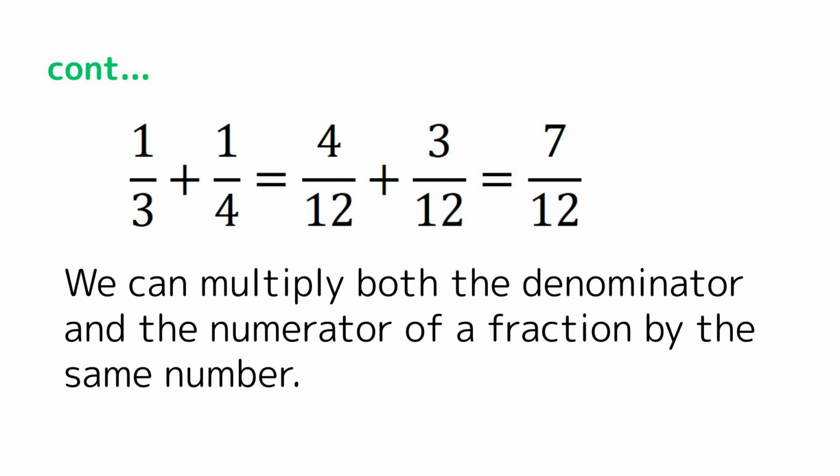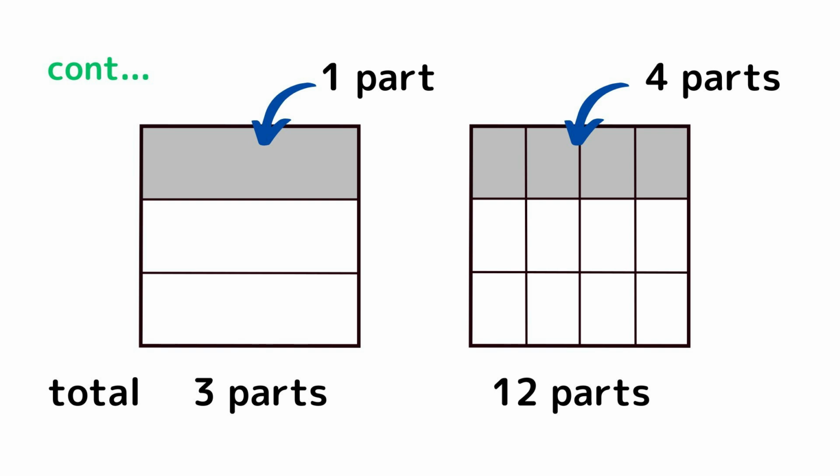The basis is this calculation rule regarding fractions. We can multiply both the denominator and the numerator of a fraction by the same number. The correctness of this calculation rule is explained as follows. Let's look at the figure representing 1 over 3 again. The shaded part is 1 over 3. It is one part out of the original square divided into 3 parts.